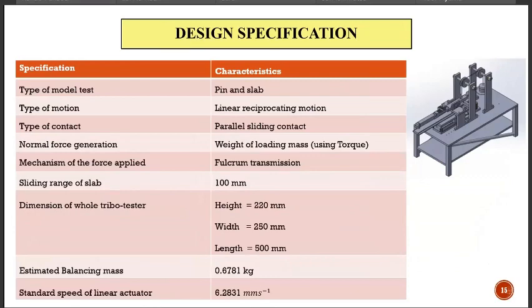The design specification of the tribo tester is linear reciprocal motion, and the mechanism is designed as fulcrum transmission for the force applied. Using the rotational speed of the pin on this tribometer, the standard speed of the linear actuator of the tribo tester is calculated to be 6.2831 mm s^-1, and the estimated balancing mass is calculated to be 0.6781 kg.